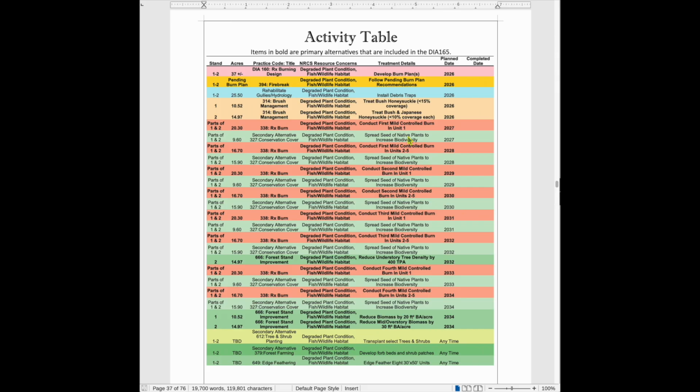So up front, start burning, and I basically alternated burns: north of the road 1 year, and then the next year burn everything south of the road, and then go back north of the road, south of the road, north of the road, south of the road.